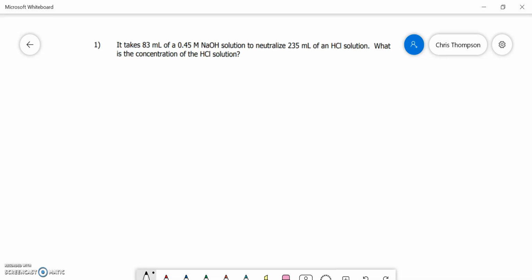Hello, here's an example of how to solve a titration type problem. In this case, we are titrating an acid with a base. So it says it takes 83 milliliters of 0.45 molar solution of sodium hydroxide. So this here is our base information to neutralize 235 milliliters of a hydrochloric acid solution. So we know the volume, but we don't know the concentration.